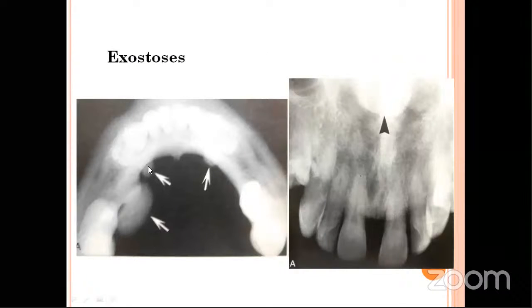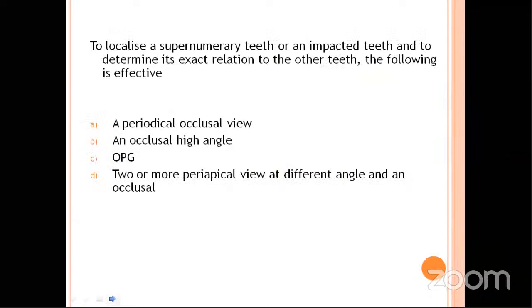So these are some of the bony prominences seen in the maxillary and mandibular cross-sectional views; this is nothing but exostosis. Okay. So this is the use of the cross-sectional or occlusal radiography to see different types of lesions. Yes. So most of the picture-based direct questions are covered.